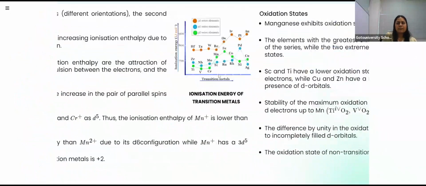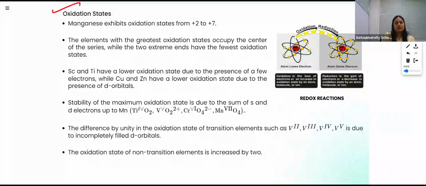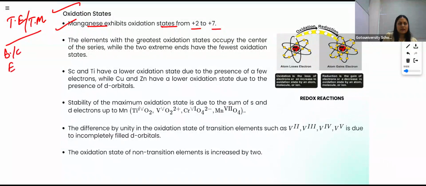All right. Now let us move on to the important property of transition elements, that is oxidation state. Transition elements, or say transition metals, show a variety of oxidation states. For example, for manganese, we observe the oxidation state varies from +2 to +7. Now why is there a variation in oxidation state? That is because of electronic configuration again. If I write here the electronic configuration of d orbital, it is like this: (n-1)d 1 to 10, and ns 1 to 2.